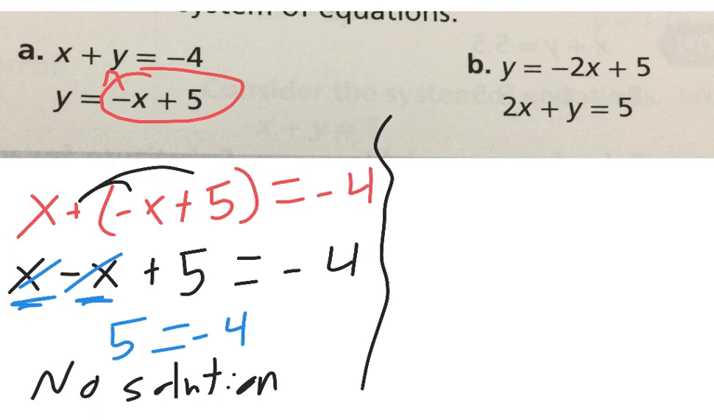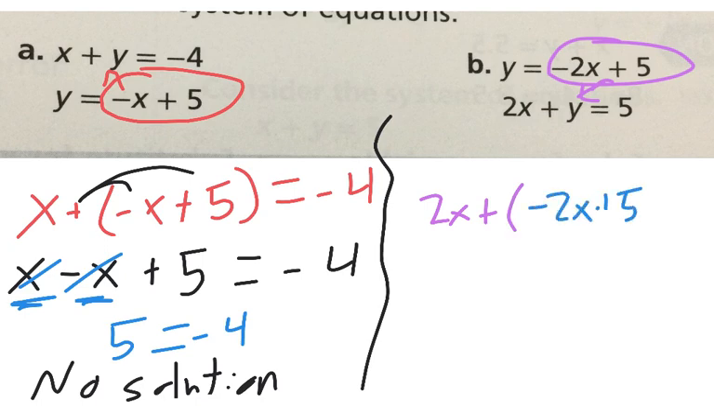B, do I have an isolated variable? Yes, I do, right here. y equals negative 2x plus 5. So plug that in for y. So now I've got 2x plus negative 2x plus 5 equals 5.